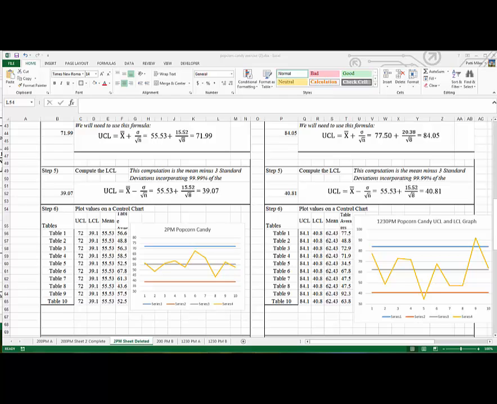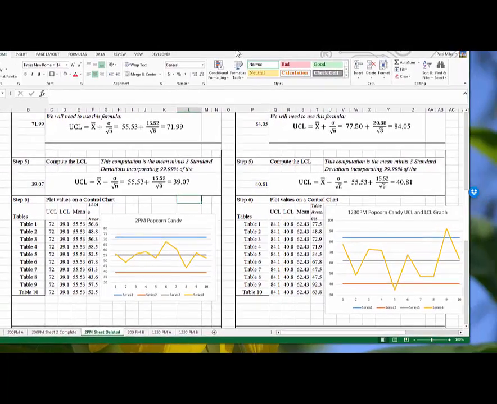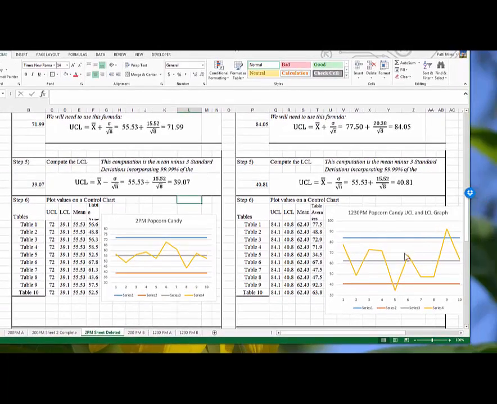Okay, so I went ahead and graphed both sets of data so that you could see. This is the one that we just did, and then I did exactly everything the same over here for the other set of data. This is the 12:30 popcorn candy graph, whereas this is the 2 p.m. popcorn candy graph. I did that so everybody could check their work.